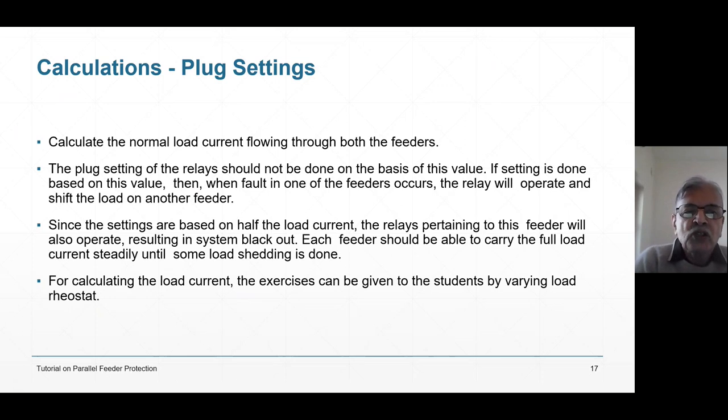So what you will do is calculate the normal current, but the plug setting of the relay should not be done on the basis of this value. If the setting is done based on this value, that means normal load current is passing in both the feeders. If total load current is 100 ampere, 50 ampere, 50 ampere is passing. If you decide your plug setting based on 50 ampere, you are wrong, because if one line trips due to a fault, then the complete 100 ampere will pass through the remaining line, which is healthy.